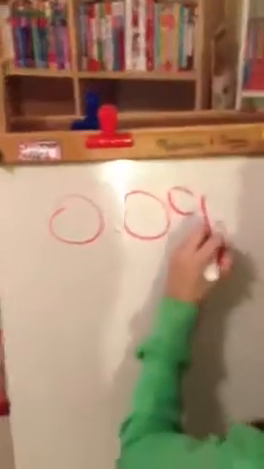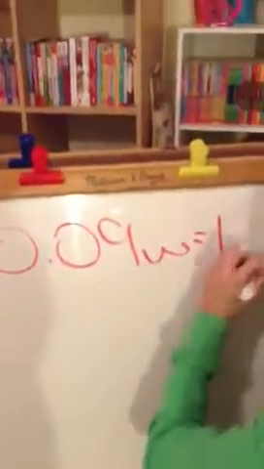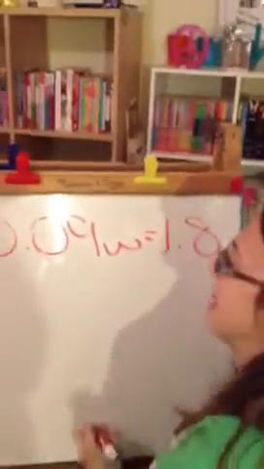Okay, we're going to do one with some decimals in it, and you can also have fractions in them, and I'll show you some of that later on. Okay, so we're going to do 0.09 W equals 1.8. We got some decimals in there.